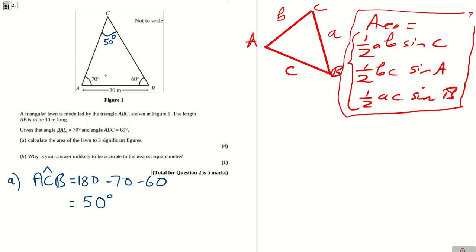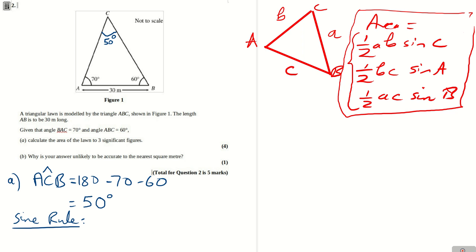Now, why is that important? Well, it will enable us to work out side CB. Because to work out the area, we're going to need two sides and the angle in between. We've got the bottom there, that's 30 metres. We've got that angle there, 60. So we need to work out side BC. How can we work out side BC? Well, we use something called the sine rule.